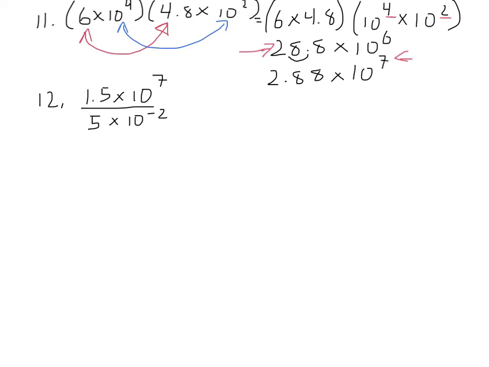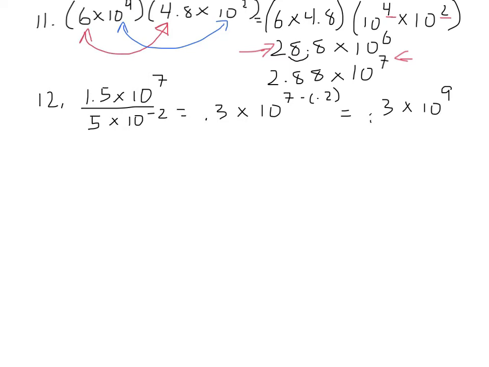In this equation, I'm going to treat it the same way I did number 11. I'm going to divide like terms. So I start with 1.5 divided by 5, and that gets me 0.3. And then 10 to the 7th is going to be 10 to the 7 minus negative 2. So it's going to come out to be 0.3 times 10 to the, two negatives cancel out, 9th.